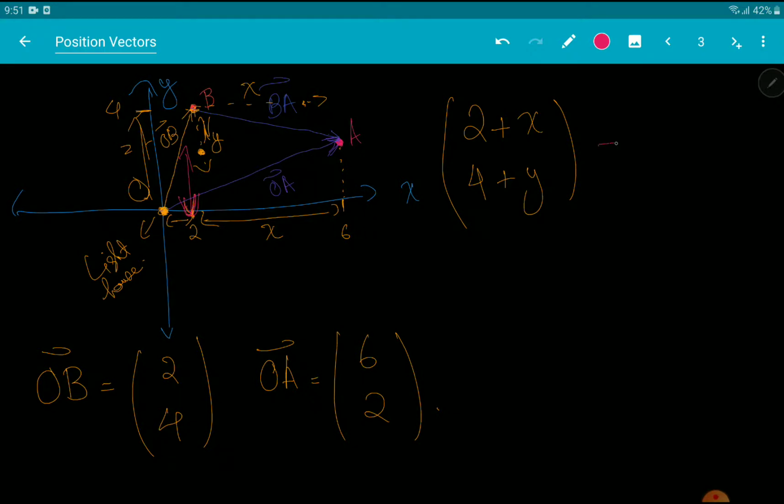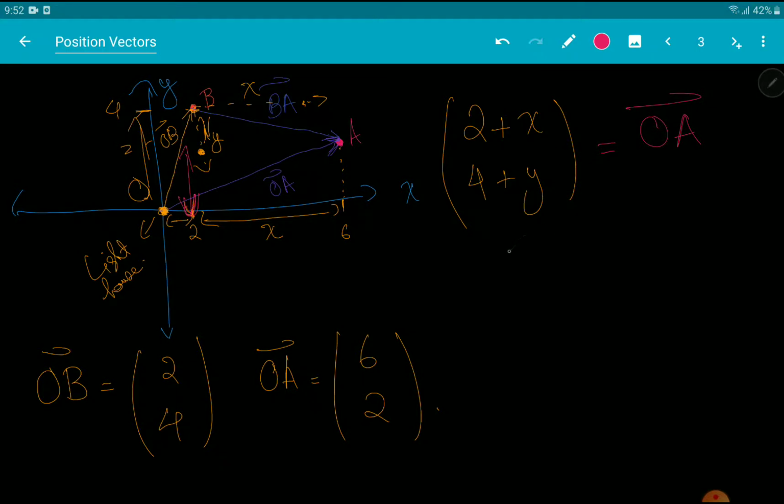right? So this would essentially give you the position vector of OA, and the position vector of OA, remember we talked about it in the previous video, can also represent the coordinates of the point A, right?